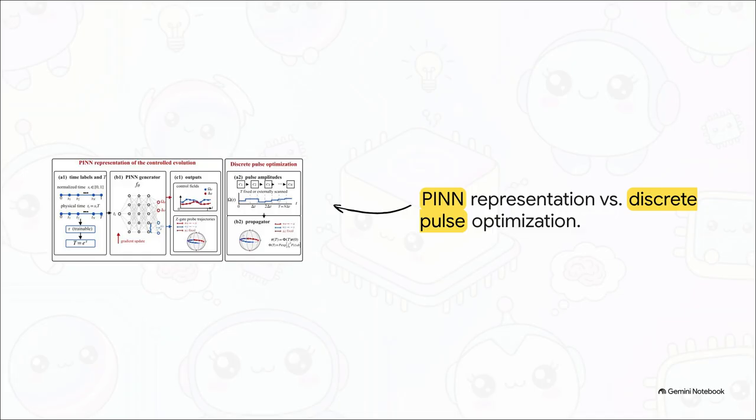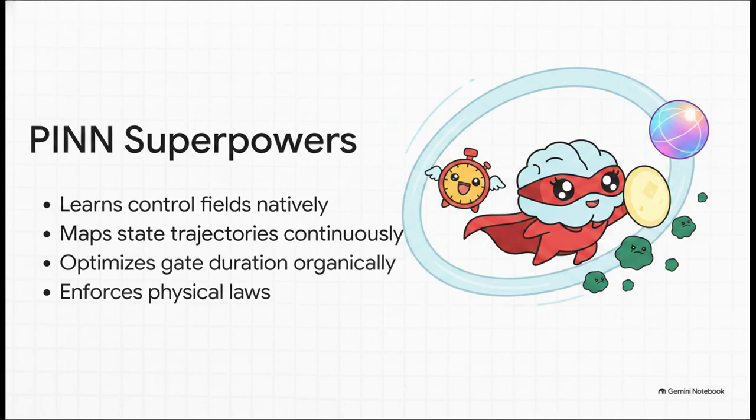The AI completely ditches those chunky bins. Instead, it models the fields and the trajectory as smooth, continuous mathematical functions, directly queried by physical time. This gives the AI absolute, literal superpowers for gate design. Because the neural network is physics-informed, it strictly obeys the laws of physics, like the Bloch equation during training. It learns the control fields natively. It maps the trajectory of the qubit on the Bloch sphere continuously.